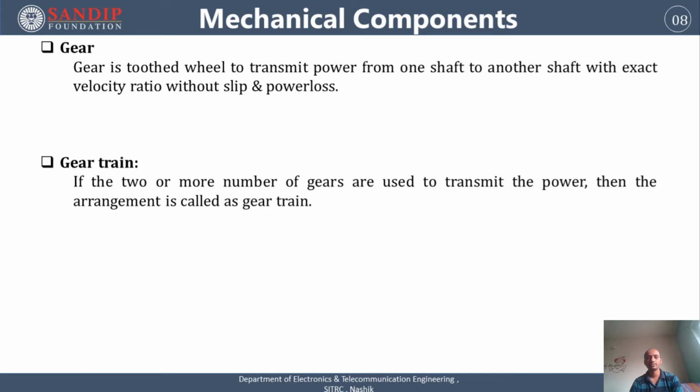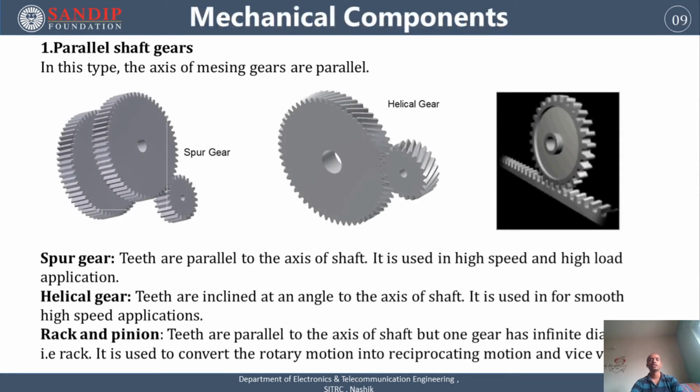What is the gear train? If two or more gears are used to transmit the power, then the arrangement is called a gear train. It means in a gear train we are using two or more gears, it may be four, it may be eight. A different chain of gears is used to transmit the power from one position to another position. Hence, the shaft can be rotated from one motion to another motion. Different types of gears are available to transmit the power from one position to another. Let's see one by one.